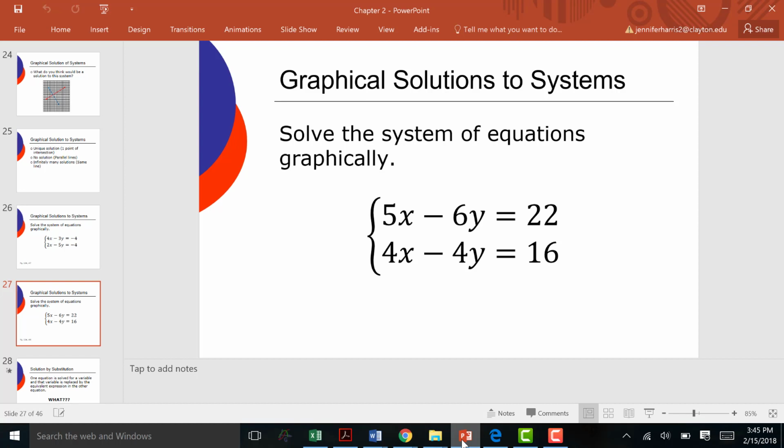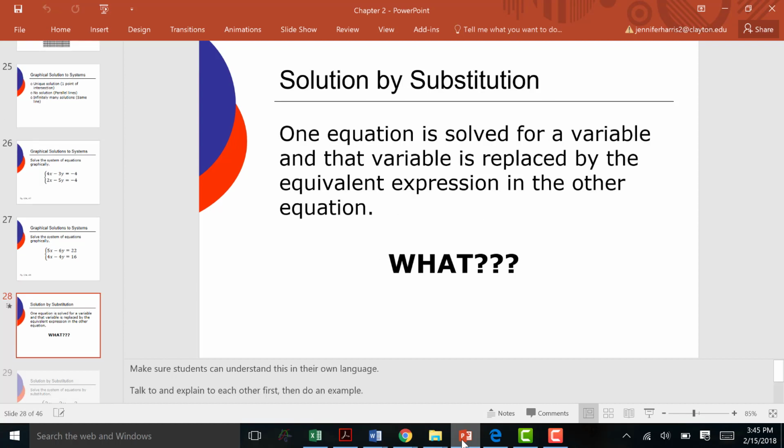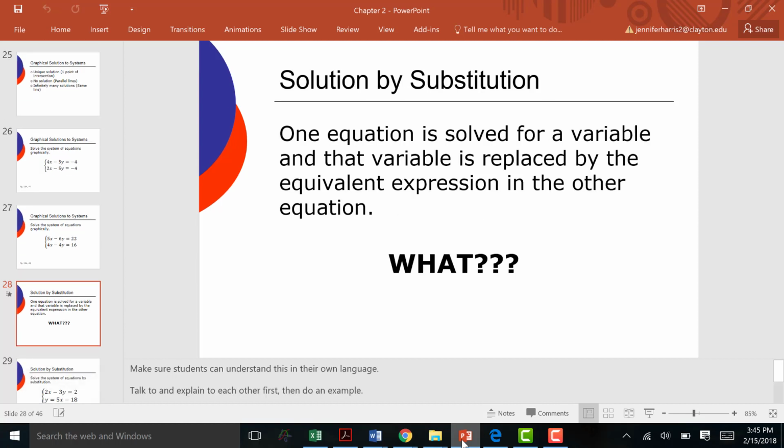But when you're practicing it for the homework, you can make sure you check your work. Go put it in Desmos and check your work and see if it's right. But here's how you do it manually. There are 2 other methods for doing it manually. One's called substitution, one's called elimination. So here's the next slide.